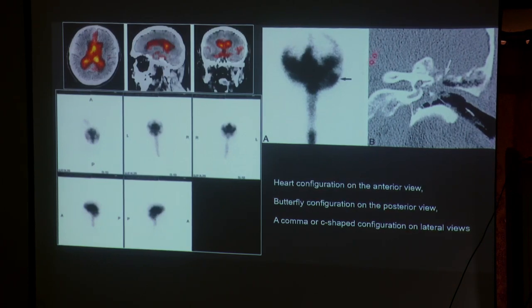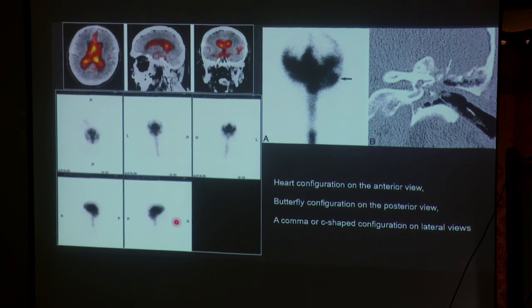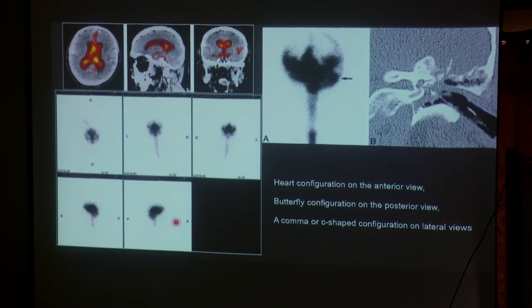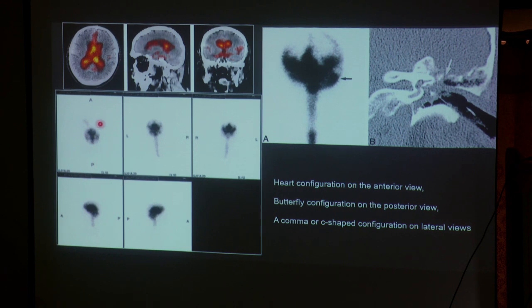There are 2 other images over here. This is a case of a defect in the temporal region with a leak demonstrated here. And this is a case of normal pressure hydrocephalus. The scenario can be given along with the clinical features. And this is the axial image. Why is it the axial image? Because we have the anterior and posterior here as clues. These are the anterior view, posterior view, and the lateral views.